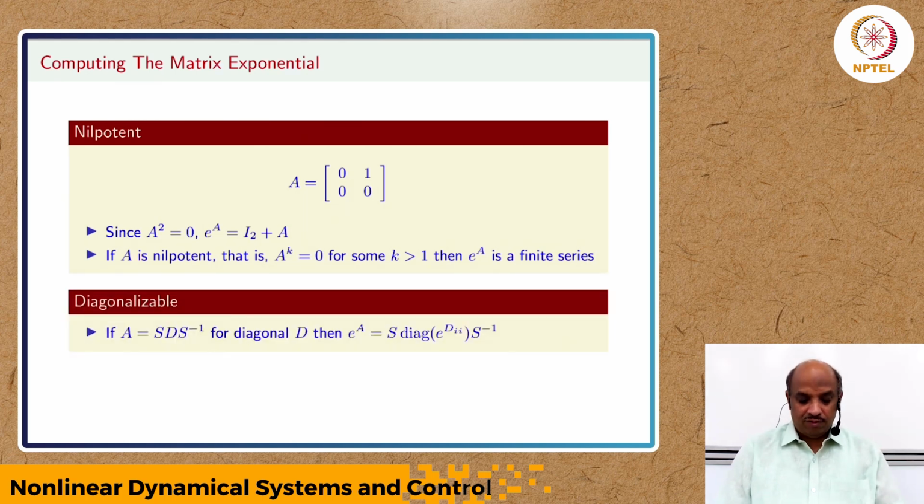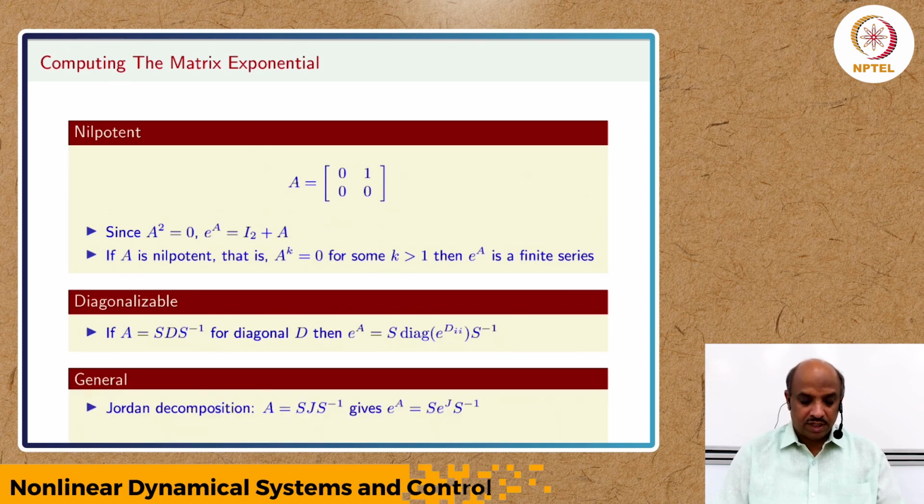But on the other hand, if we have a general matrix, it's not so easy. So one particular example is if it is diagonalizable, then we can compute it as e to the A is equal to S times this diagonal matrix that we have seen before times S inverse. So that's still a very special class. Nilpotent matrices are very special, but diagonalizable matrices are special.